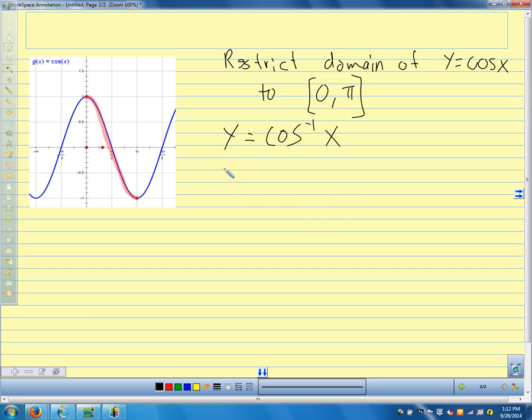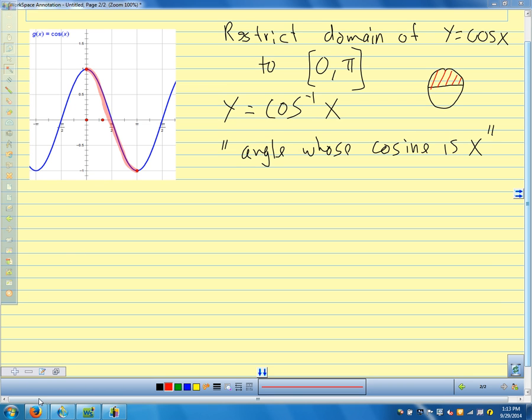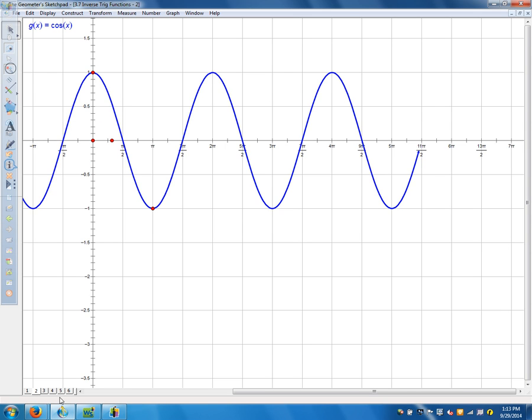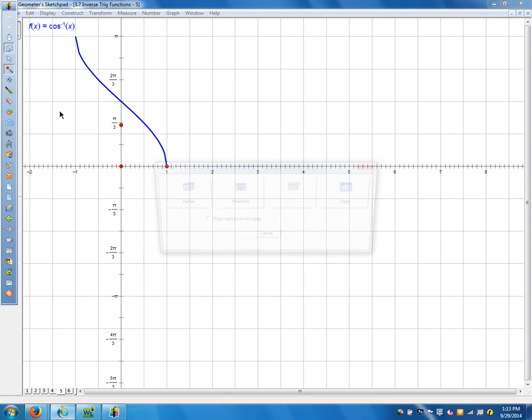And this is the angle whose cosine is x. And the angle has to be between 0 and pi. So for the inverse cosine function, we're only looking for our angles up here in the top half of the unit circle. And that's our graph of our function. Our inverse function is going to reflect over the line y equals x. Let me grab a picture of that. There's my graph of my inverse cosine function.